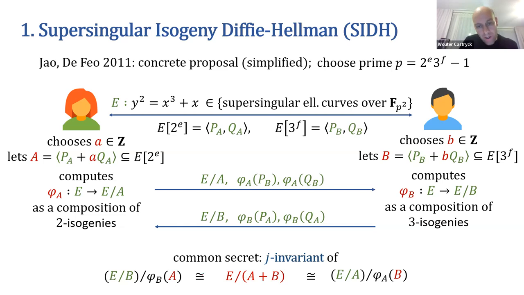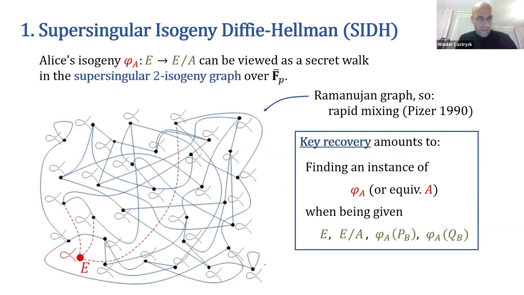And this is now an isomorphism as elliptic curves, so not merely as groups. So it's a stronger form of isomorphism. And for instance, they can then work with the j-invariant of this curve as the common secret. Okay, now here's a popular alternative way of looking at this.